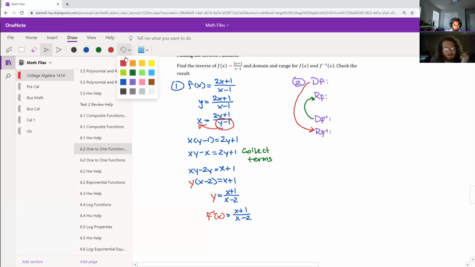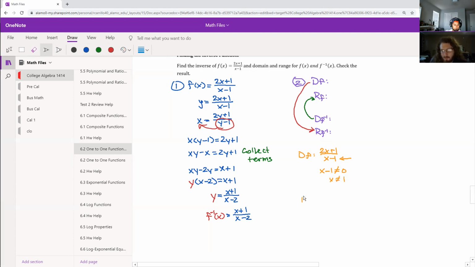So I'll do that as side work down here. Let's do orange. Why not? Make this colorful. So my domain of f of x, right? That's going to be what we got, (2x plus 1)/(x minus 1). We only need to consider the denominator, right? So we'll do x minus 1 cannot equal 0, because that's the only thing that could potentially give us an undefined solution or a non-real solution here. So we'll get that x cannot equal 1.